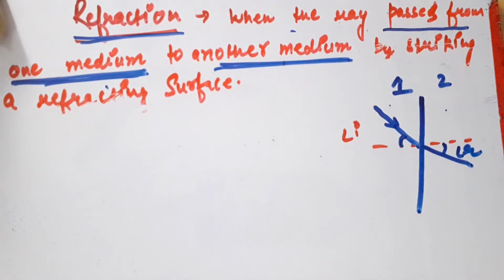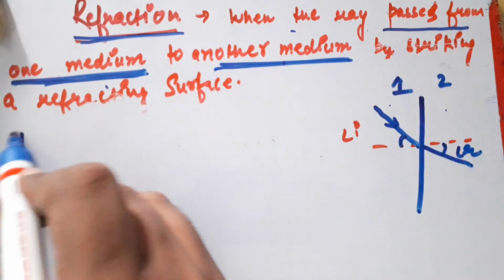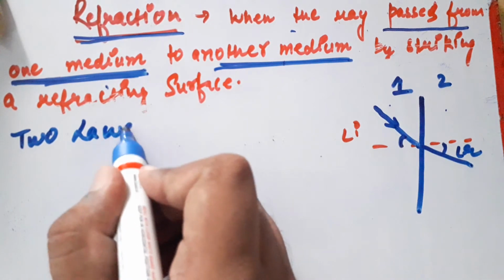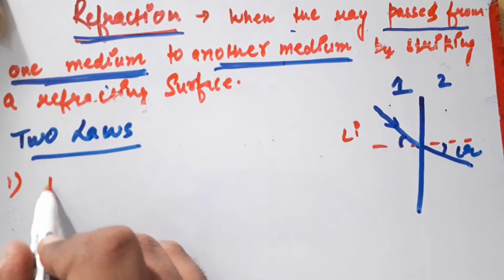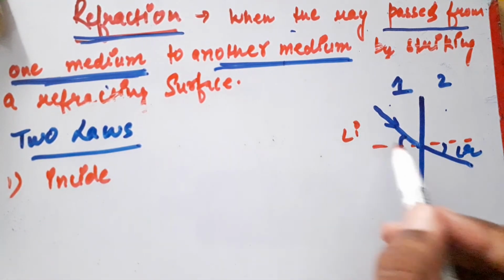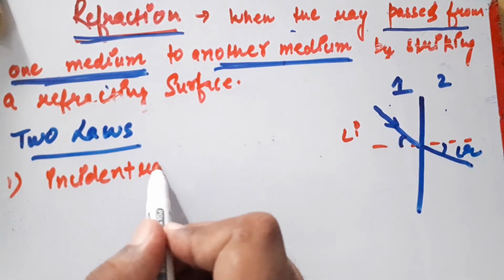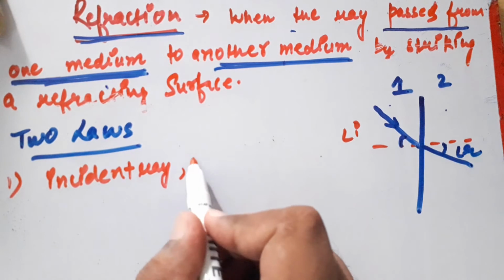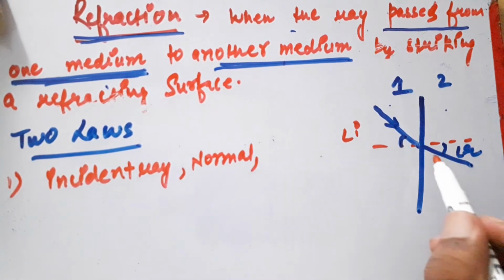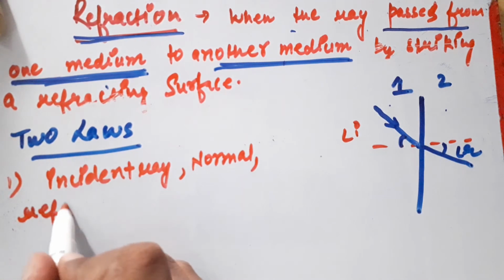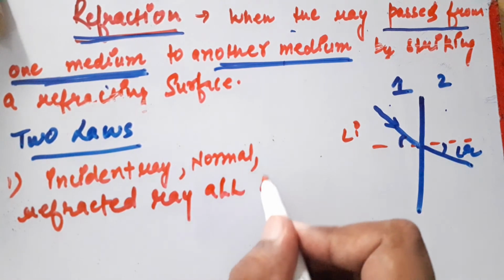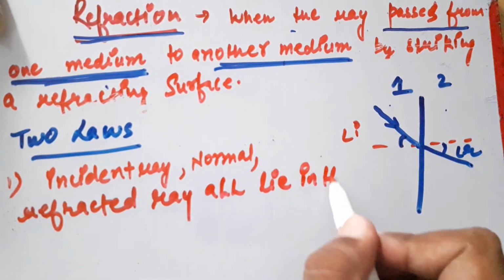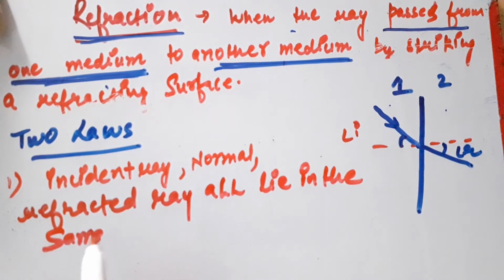Now the two laws of refraction are: the very first one is that the incident ray, this is your incident ray, and this is your normal, and the refracted, not reflected but refracted ray, all lie in the same plane.